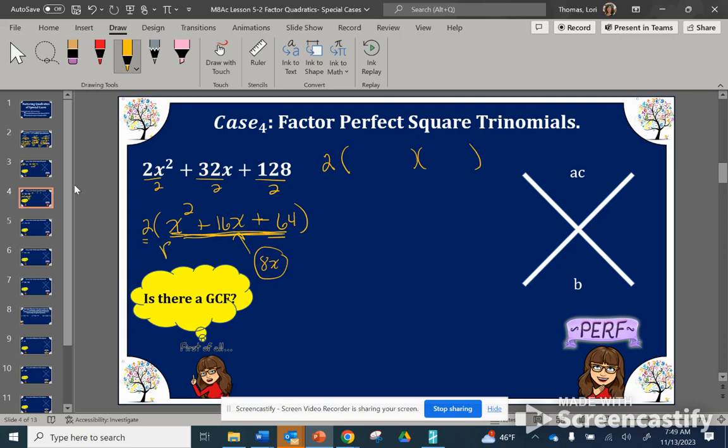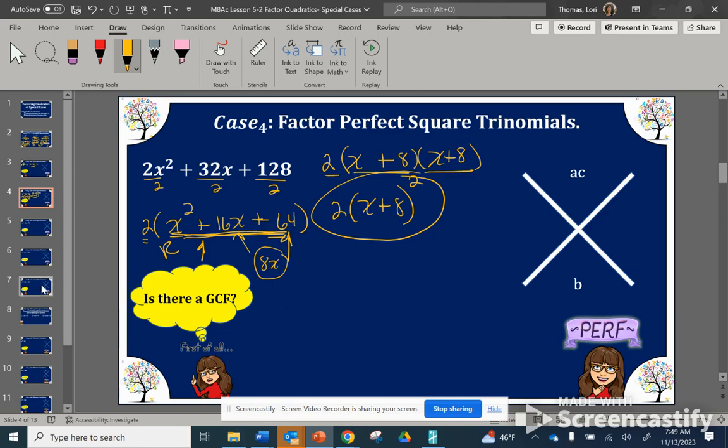So we're going to take the root x. We're going to take the sign of the middle term. It's plus. And then we're going to take the root of our third term, which is 8. So we can leave it like this, or we can go ahead and simplify a little bit further. 2 times x plus 8 quantity squared. So this has 3 factors, 2, x plus 8, and x plus 8.